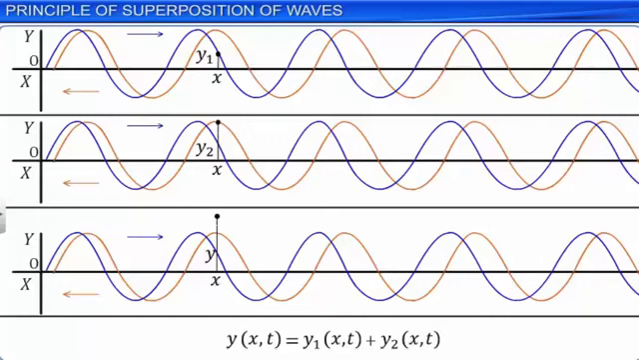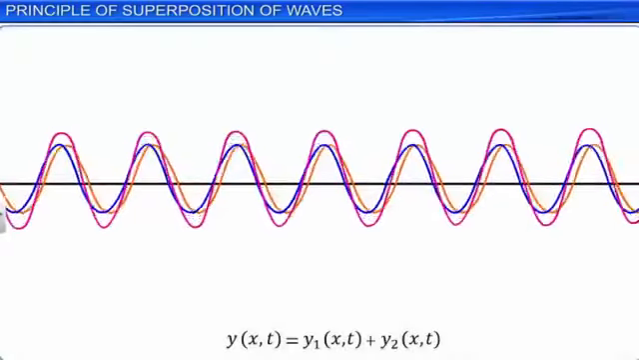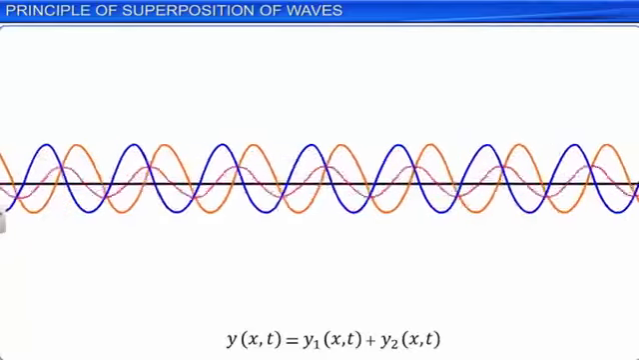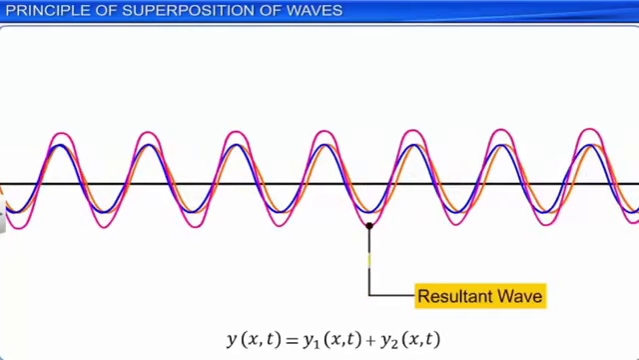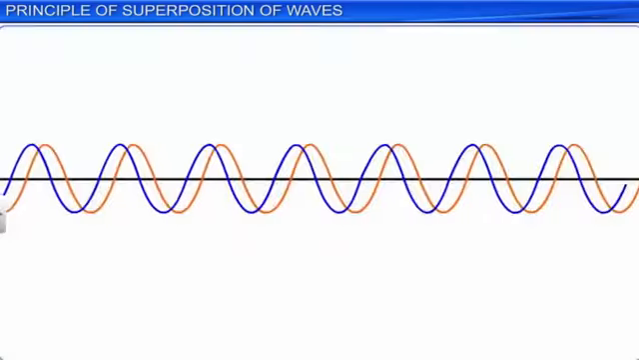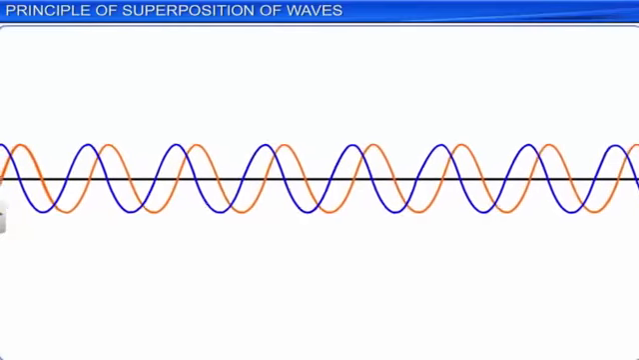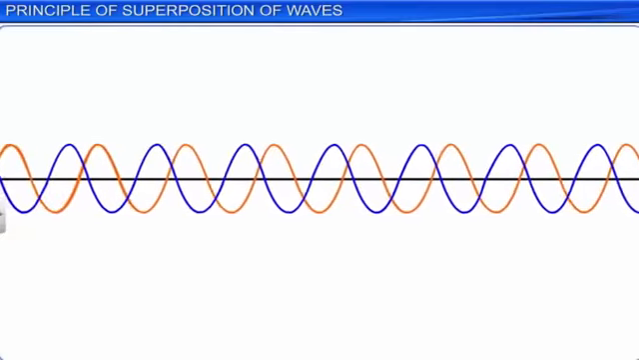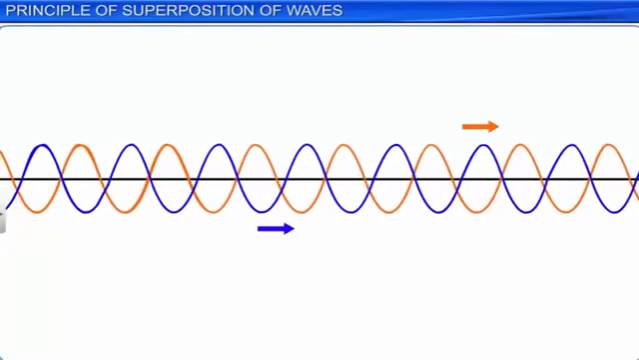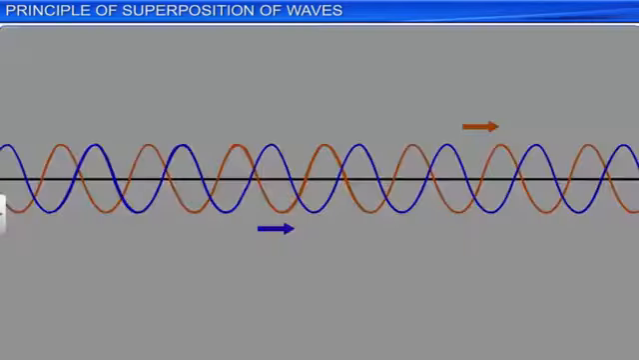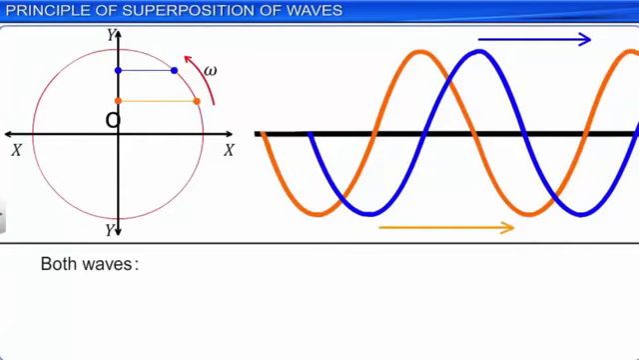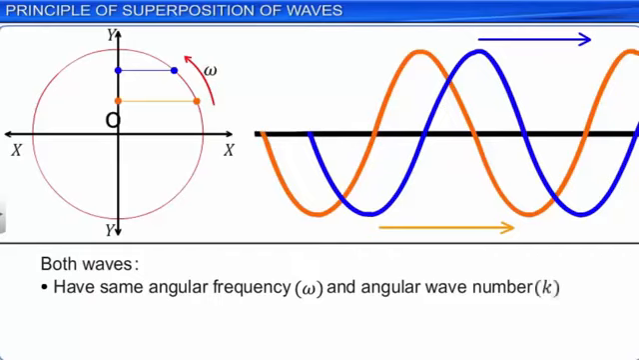Let us consider an example to observe the effect of the superposition of waves. When the waves are propagating in the same direction along a stretched string, both the waves have the same angular frequency, omega, and angular wave number, k, as they are propagating on the same string. They have the same amplitude, a. Their phases at a given x and t differ by a constant angle, phi. By changing the angle phi, we can observe different net waveforms.